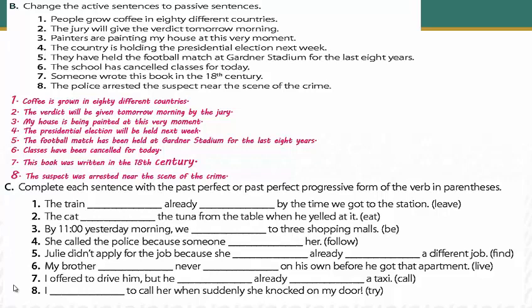You know? So here again, the train already blank by the time we got to the station. What do you think? Yeah, the train had already left by the time we got to the station. It had already left. It had already left the platform. The cat, the tuna, from the table when he yelled at it, had been eating. Well said, okay. Now by 11 yesterday morning, we to 3 shopping malls. Okay. We had gone to 3 shopping malls. Let's have a look at the rest.